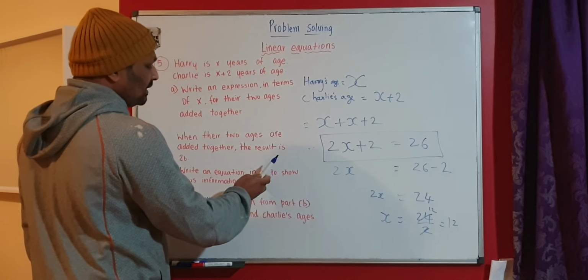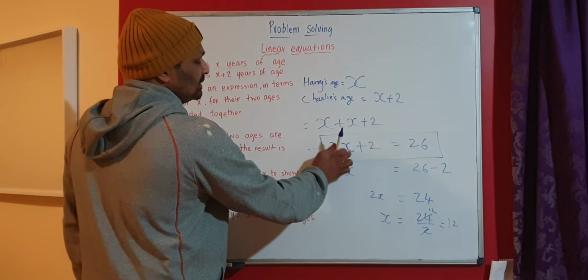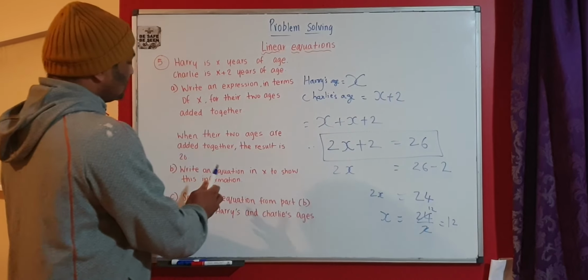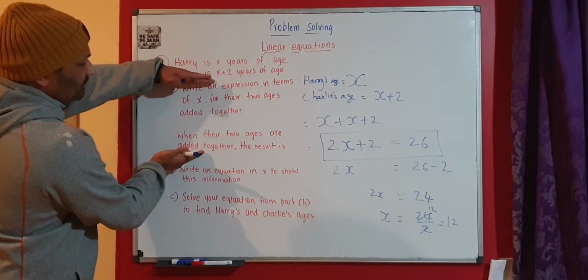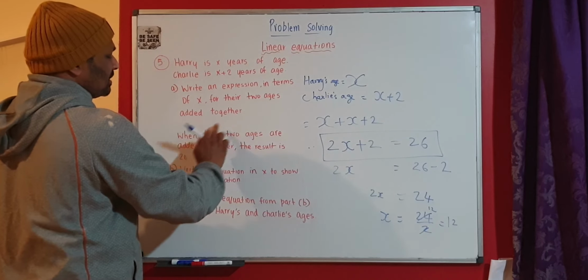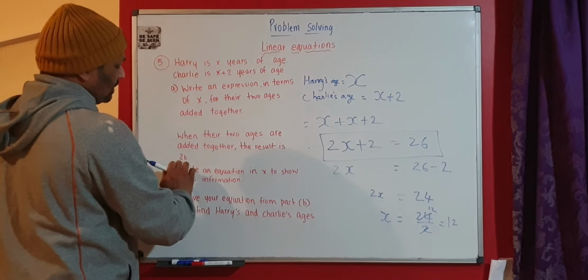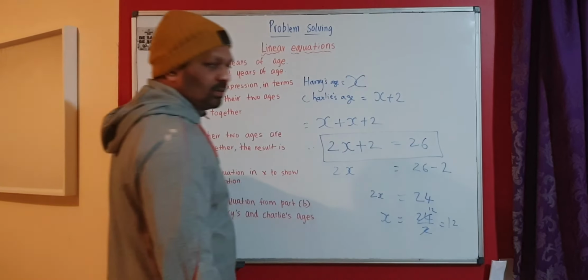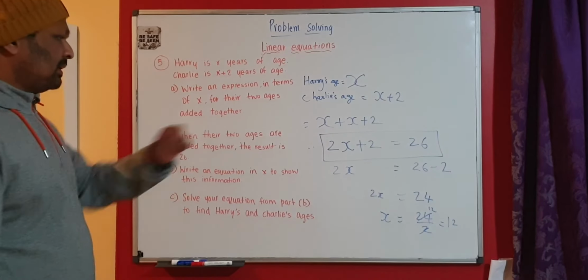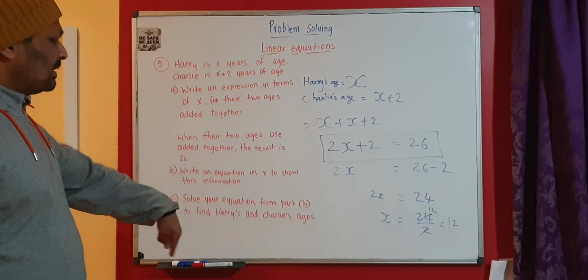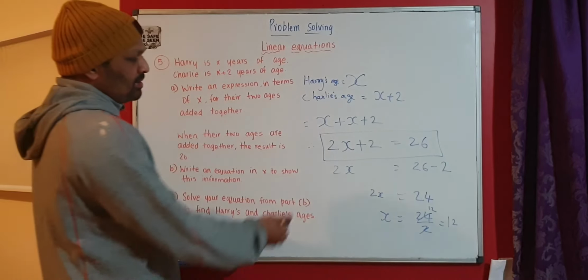Write an equation in x. This has an unknown variable x in it. In x to show this information. What is this information? When you add the two ages together, you will get 26. So when I add them together, the value of the total age is 26. That is the equation. Solve your equation from part B to find Hari's and Charlie's ages. We already solved it.